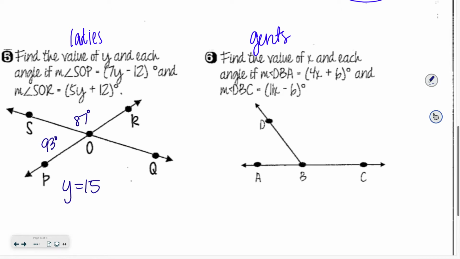All right, gentlemen, I keep hearing you get 12. Okay? X equals 12. So if you get x equals 12, then the smaller angle equals what? 54. And 126. And those add up to be 180.